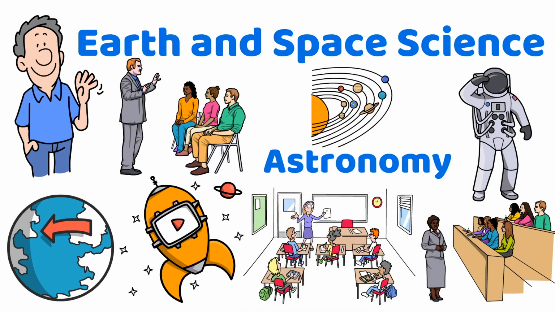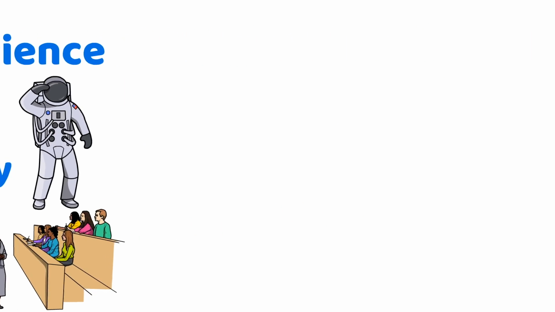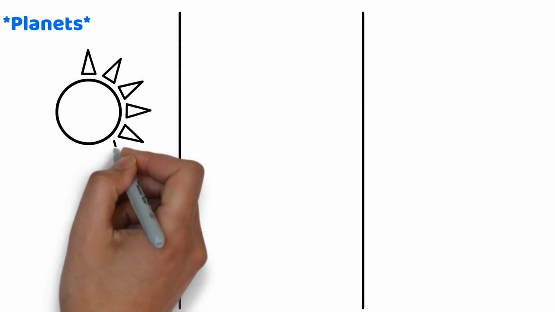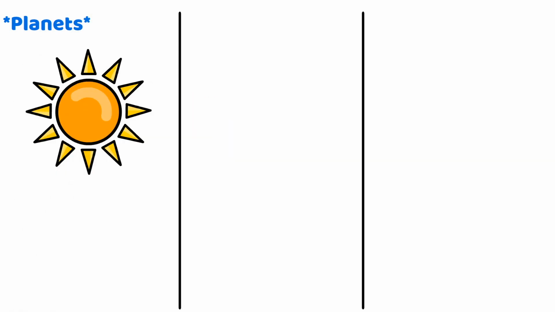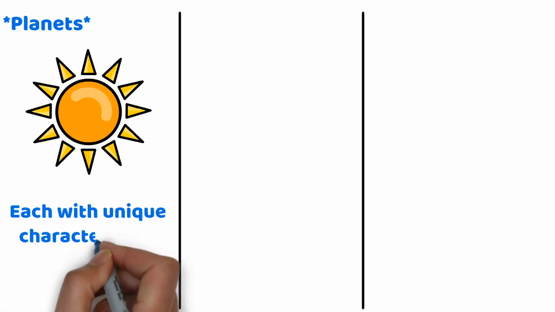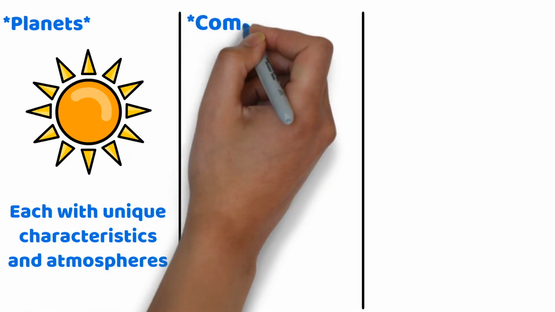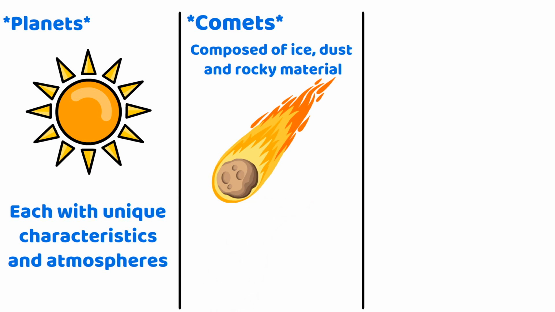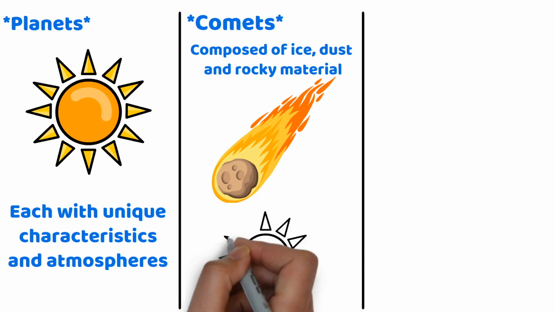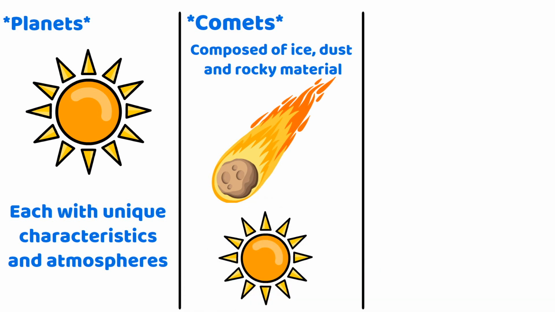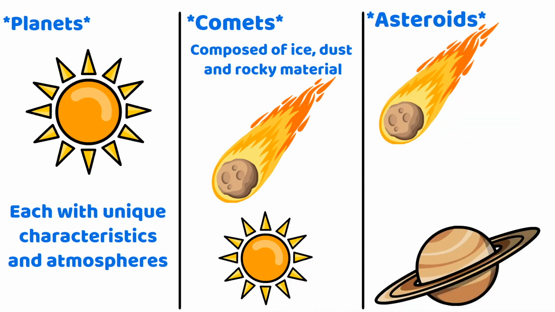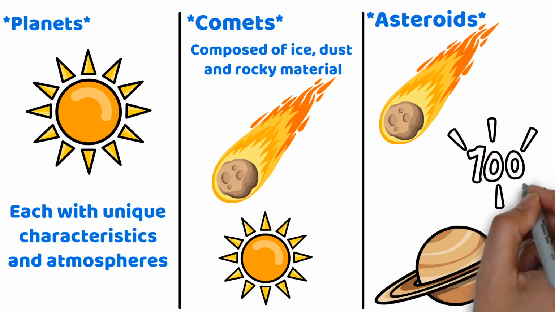Our solar system is a dynamic collection of celestial bodies, each playing a unique role in the cosmic ballet around the sun. Planets. These are major celestial bodies orbiting the sun, each with unique characteristics and atmospheres. Comets. Composed of ice, dust, and rocky material, comets are famous for their spectacular glowing comas and tails that develop when near the sun. Asteroids. These are smaller rocky bodies primarily found in the asteroid belts between Mars and Jupiter, varying greatly in size.